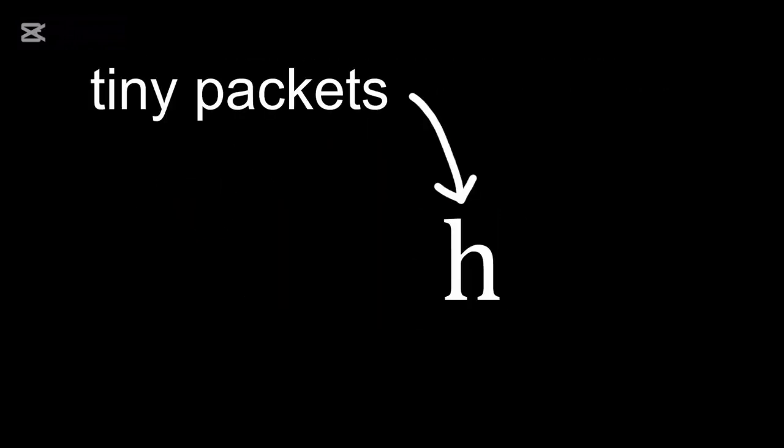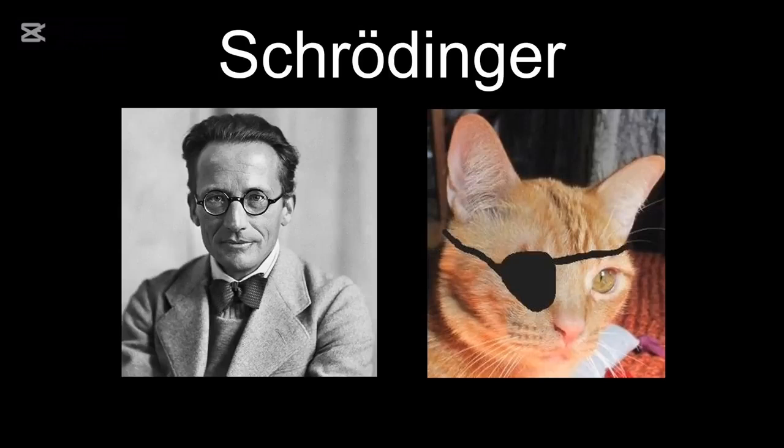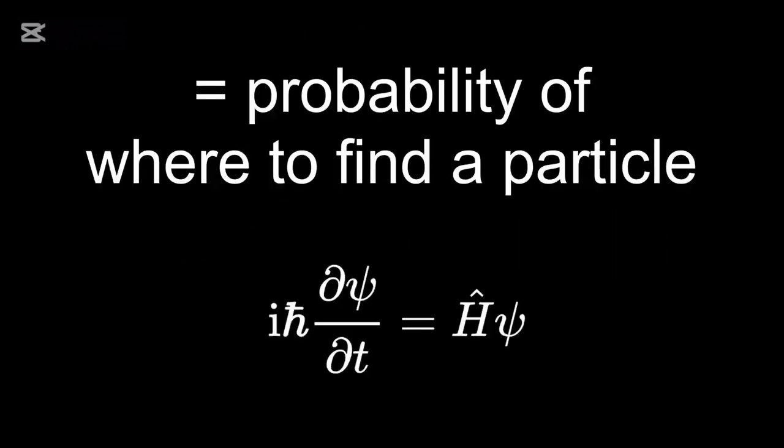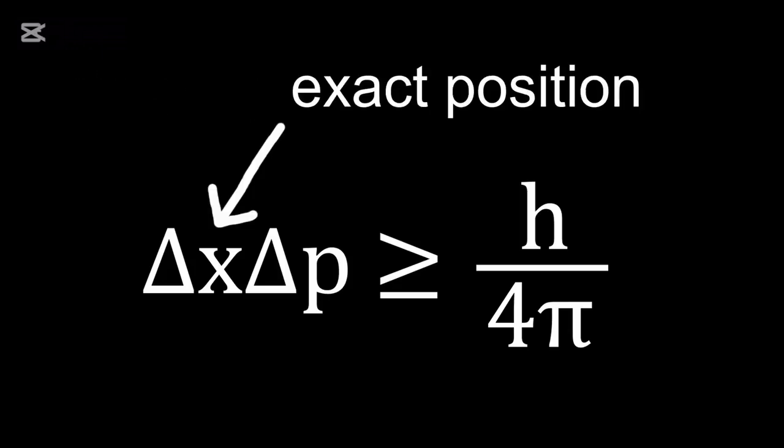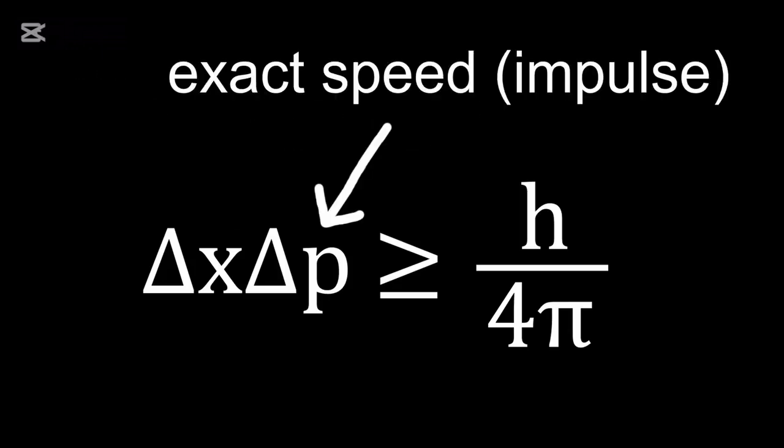All energy comes in tiny packets, or quanta. Schrödinger gave us an equation that gives you a probabilistic model of where you can find it if you were to measure. Heisenberg's uncertainty principle: you can never know both the exact position and the exact speed of a quantum particle at the same time.